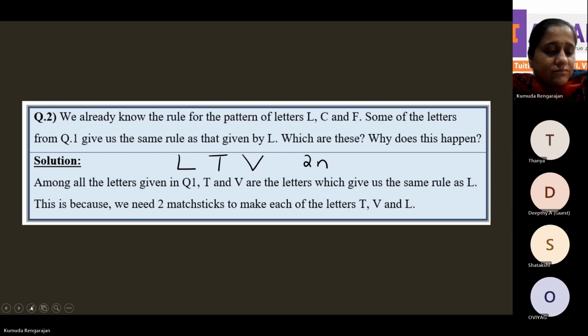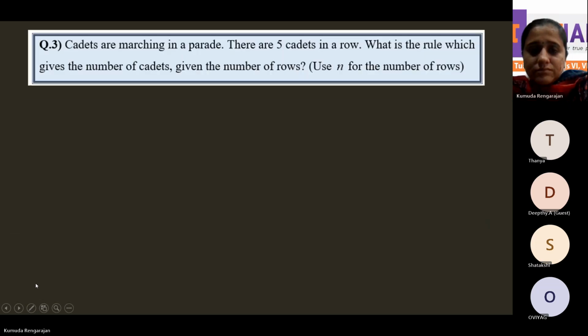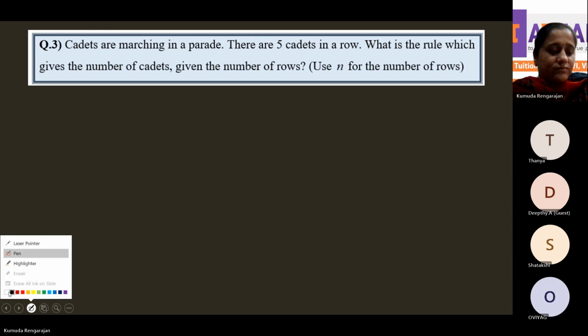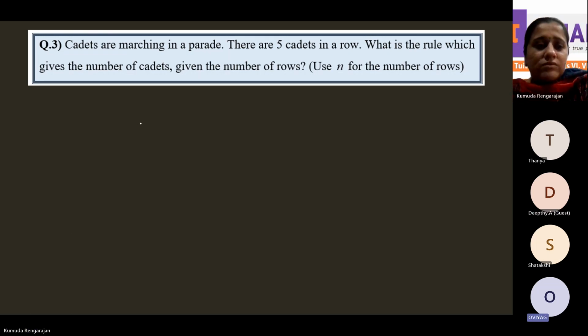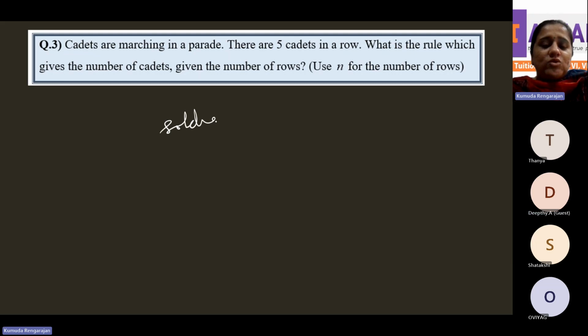Understood, children? All right. Now, cadets are marching in a parade. There are 5 cadets in a row. Like 5 students in a row, there are 5 cadets in a row. What is the rule which gives the number of cadets given the number of rows? Use N for the number of rows. Okay. What is cadets? Like soldiers, students.